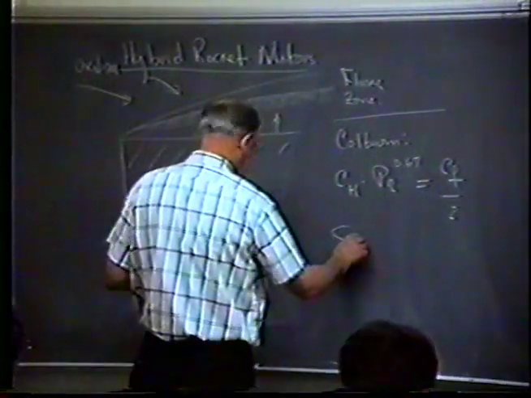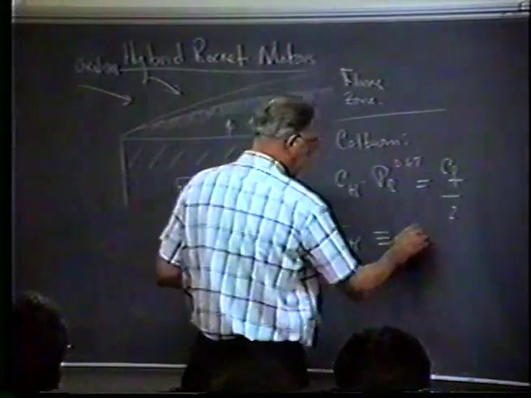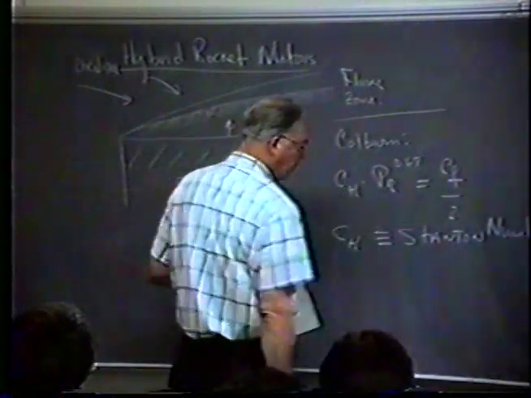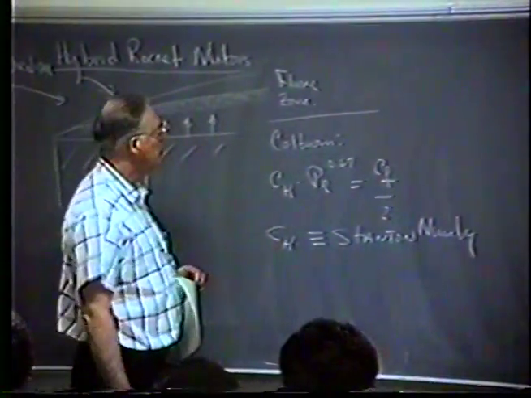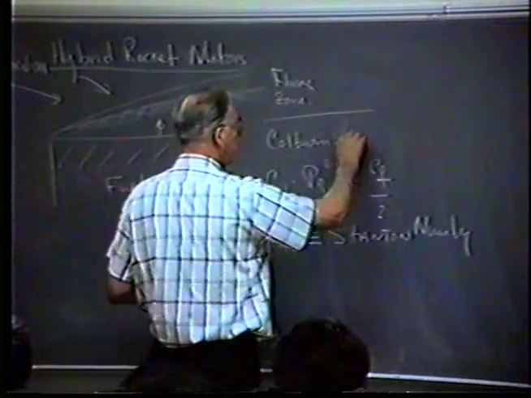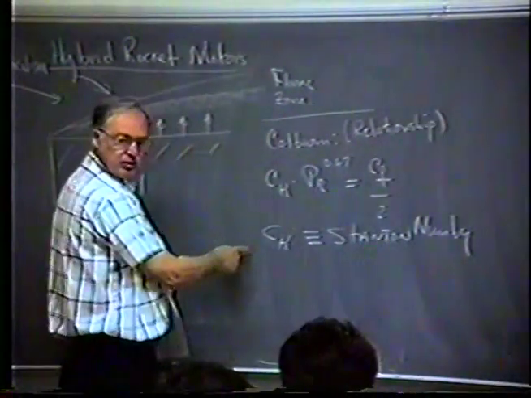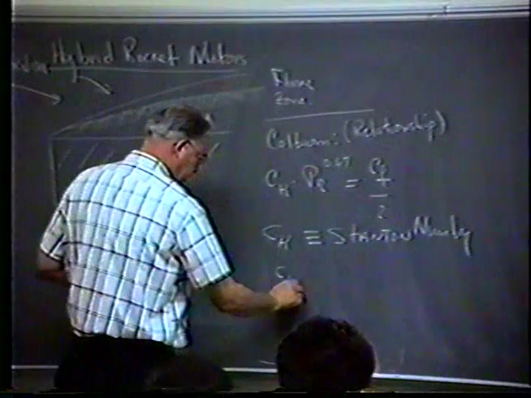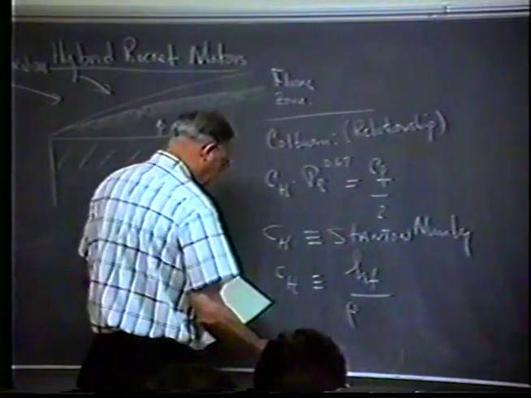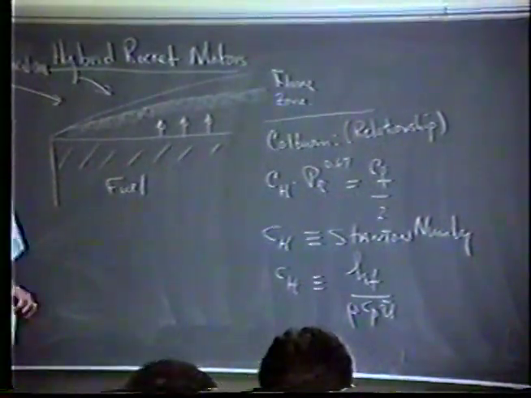So C sub h is defined as the Stanton number. You could say this is the Colburn relationship, and C sub h is the Stanton number in that relationship. And C sub h is defined as h sub f over rho C sub p U bar. This was within a smooth tube.